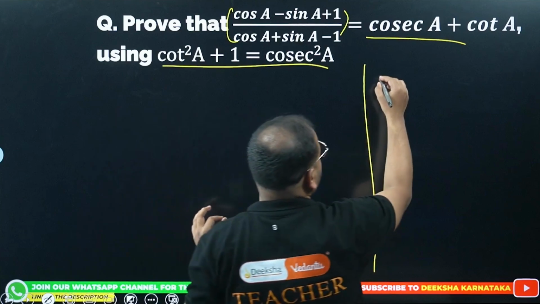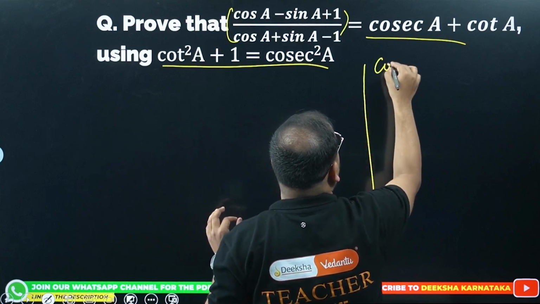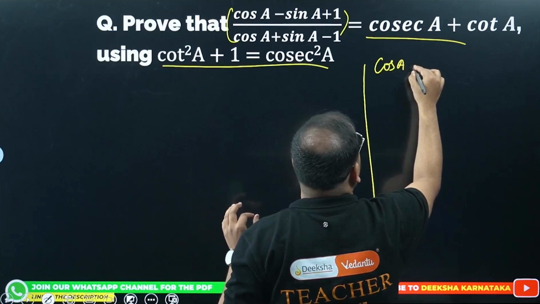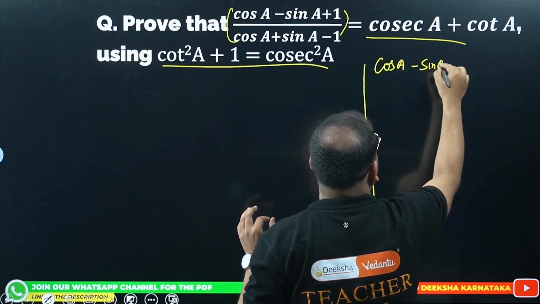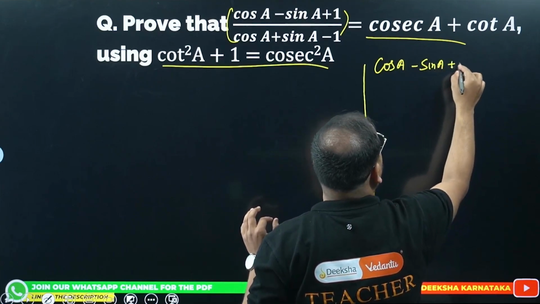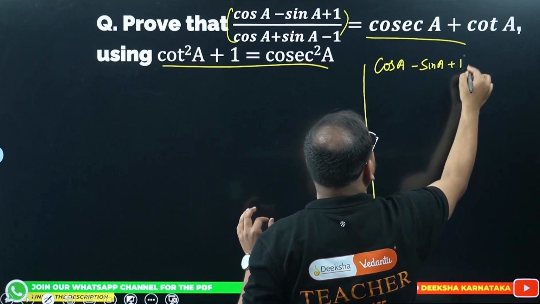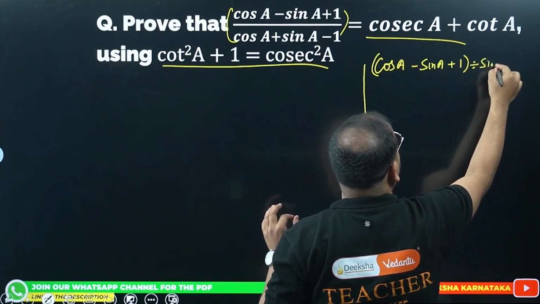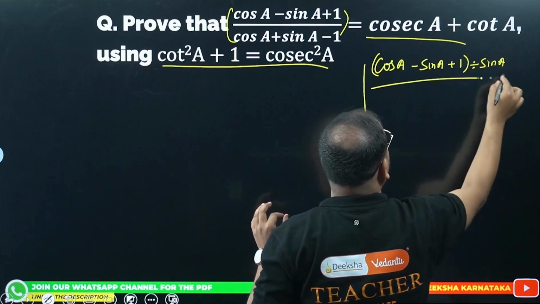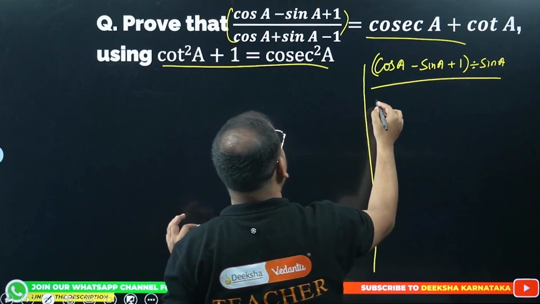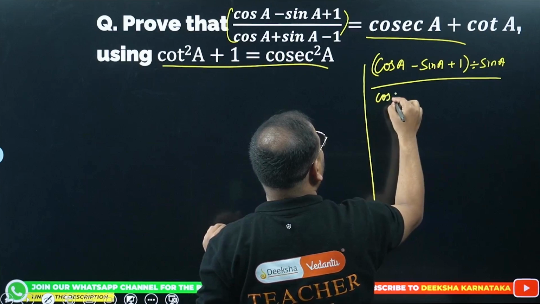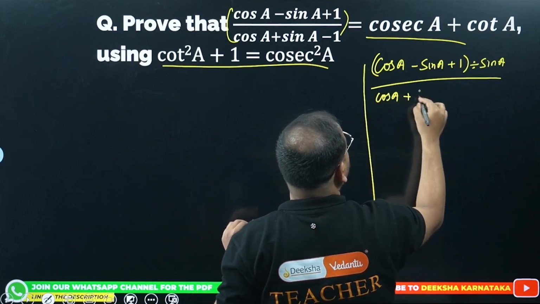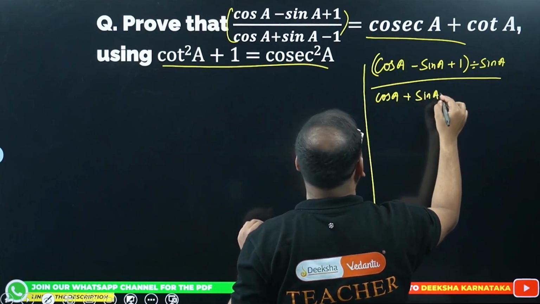Let's do it. We'll write here cos A minus sine A plus 1, and we'll divide this numerator by what? Sine A. What about the denominator? We'll do the same: cos A plus sine A.